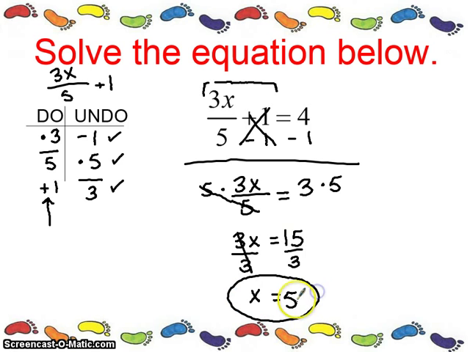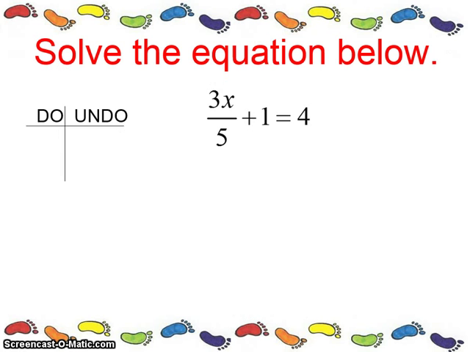So x equals 5. And we can still substitute back in to see if we're right. 3 times 5 would be 15. 15 divided by 5 is 3. 3 plus 1 makes 4. So we know that we're correct.